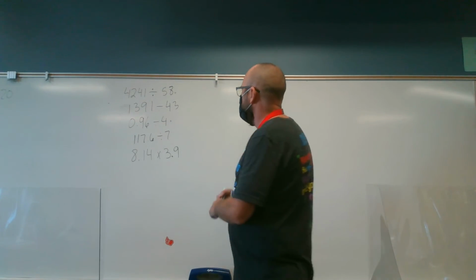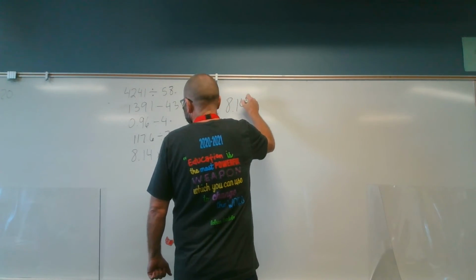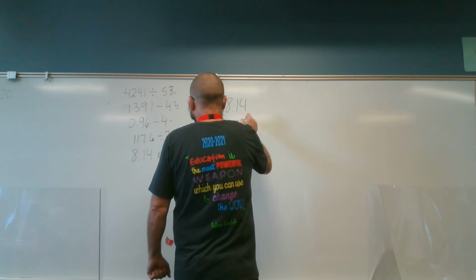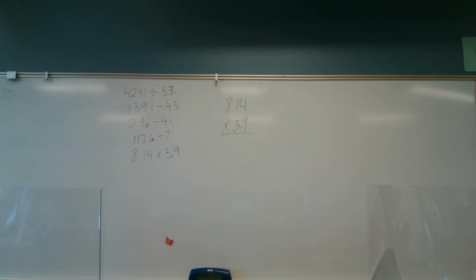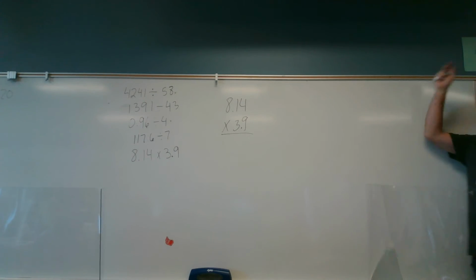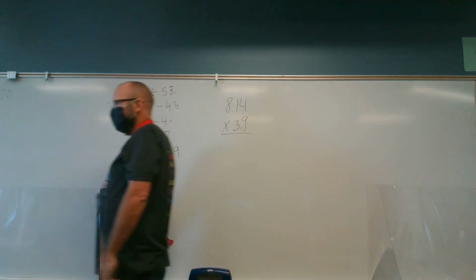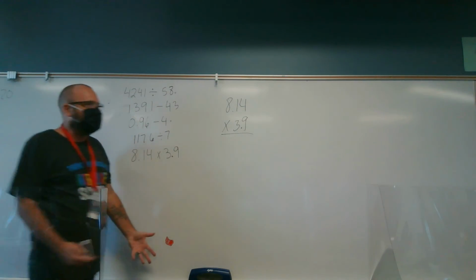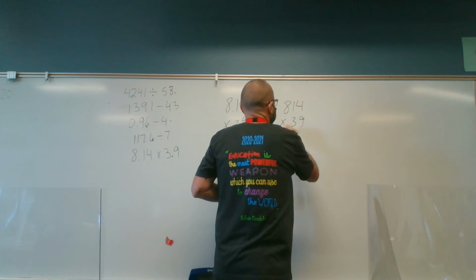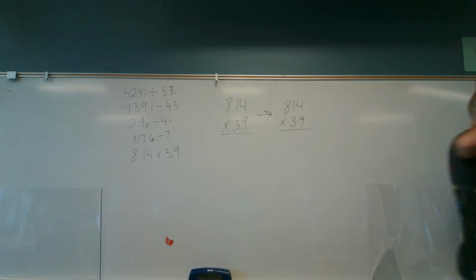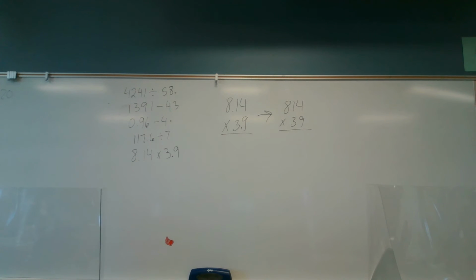All right, last but not least, we have 8 and 14 hundredths times 3 and 9/10. As I've said 1,286 times, do not line the decimal points up when you are multiplying by decimals. You do not line them up. I walked around, I still saw people lining them up. We do not line them up. Because now all I have to do is rewrite it. 814 times 39. I'm ignoring everything about decimals right now. After I rewrite it, I'm ignoring that there are no decimals.